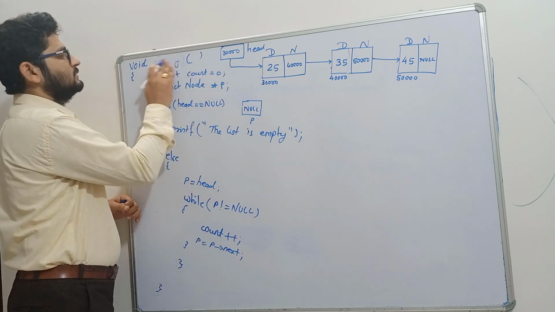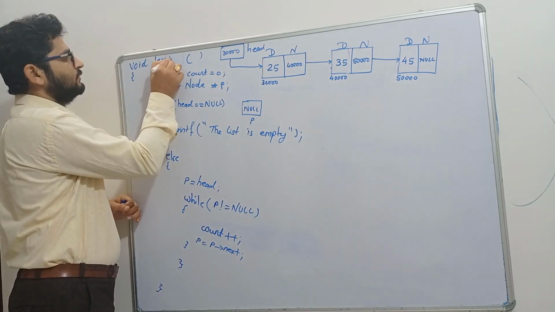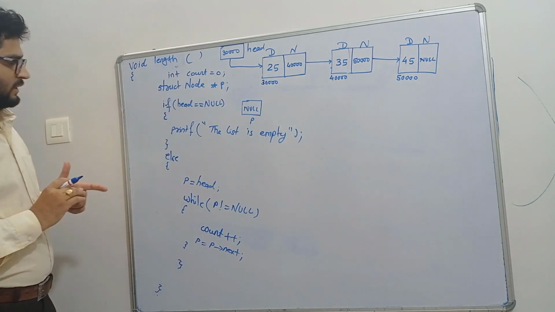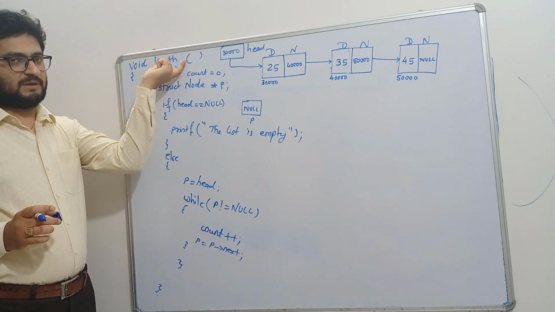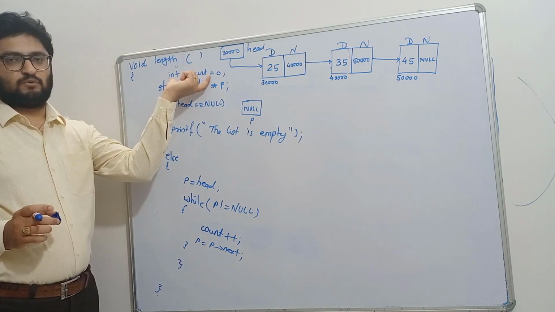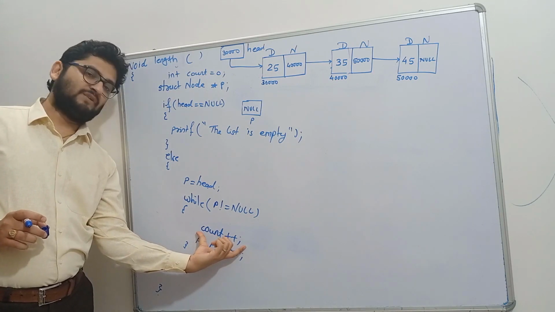And the name of this function will be length. Now this will not be display, it will be length. Okay, so I have just made 3 changes. I have changed the name display to length. I have declared one more integer, that is count, and I have incremented that count in this loop.